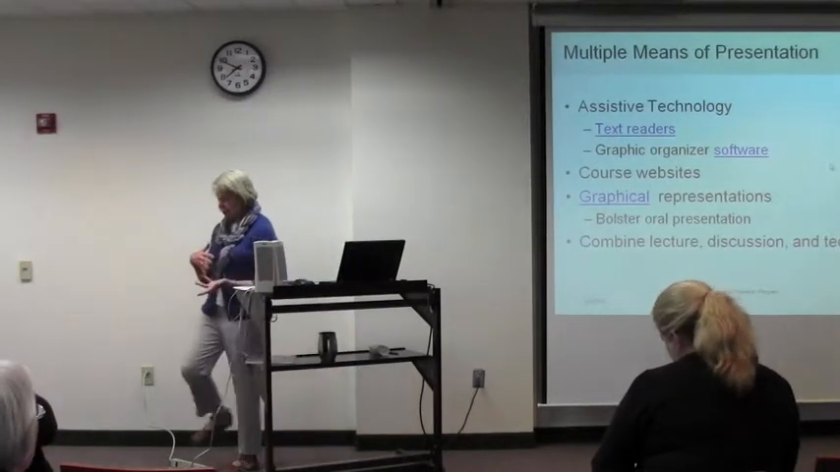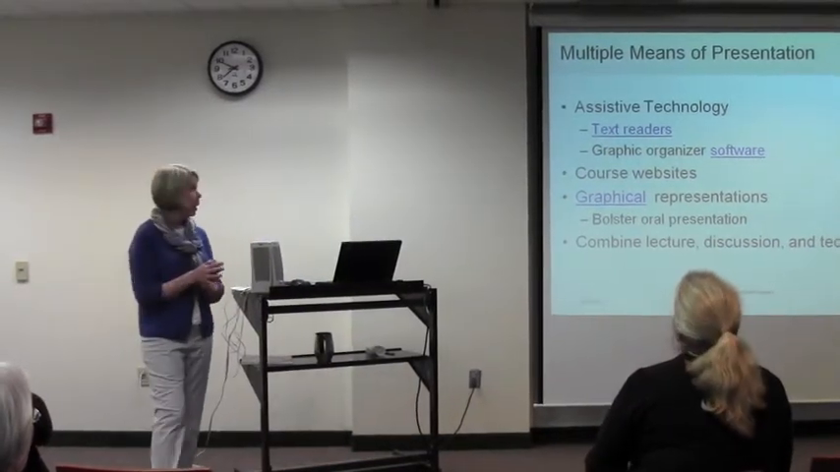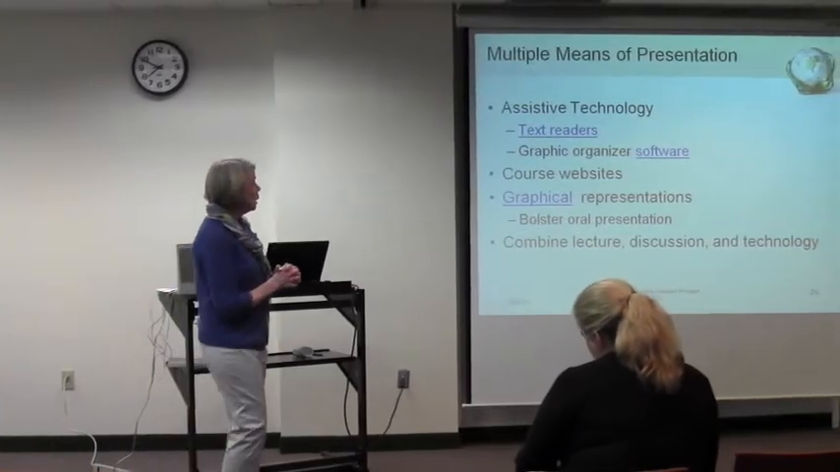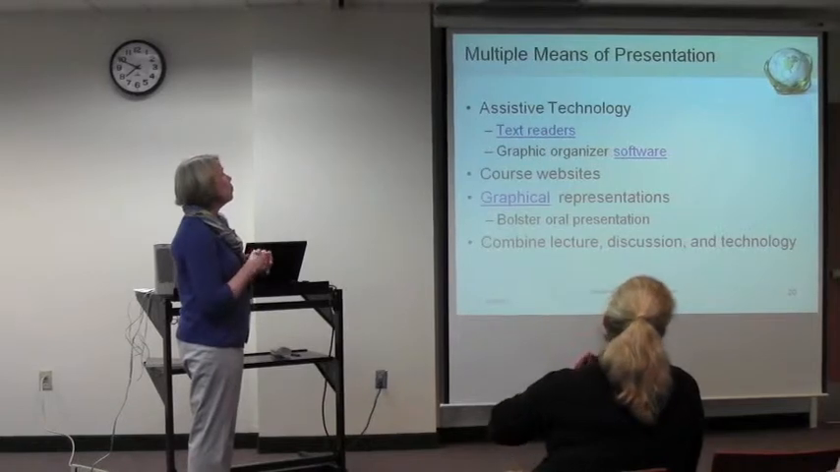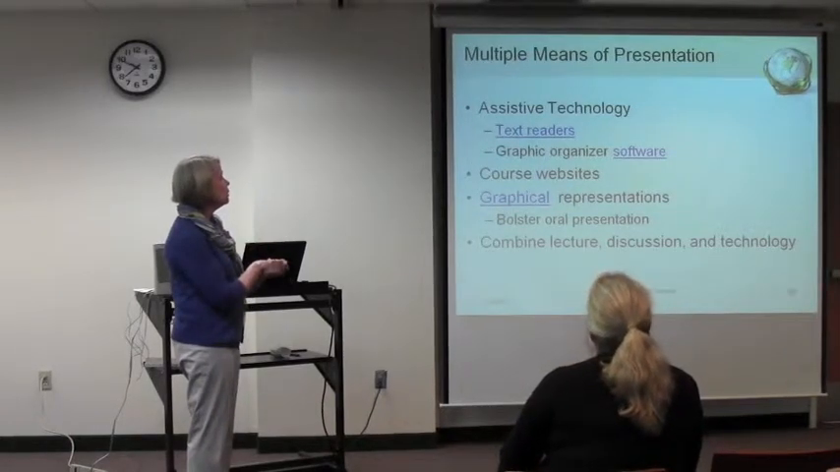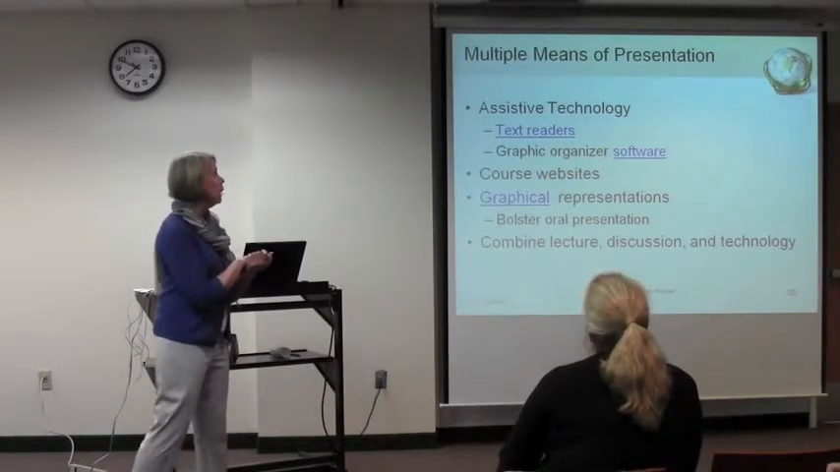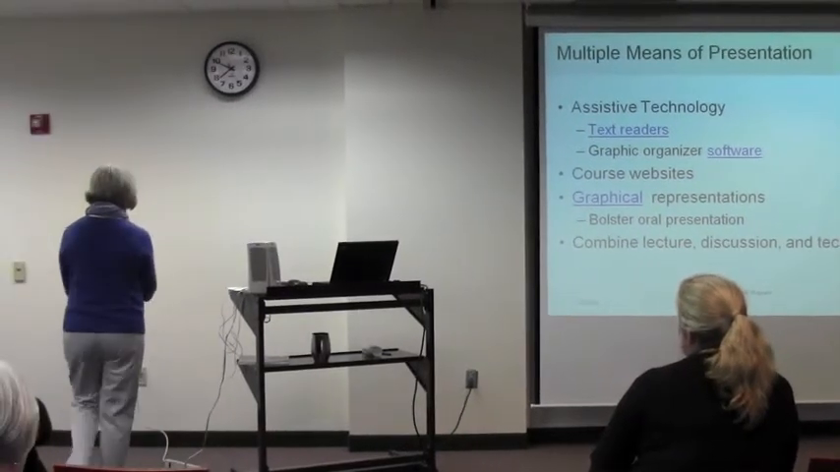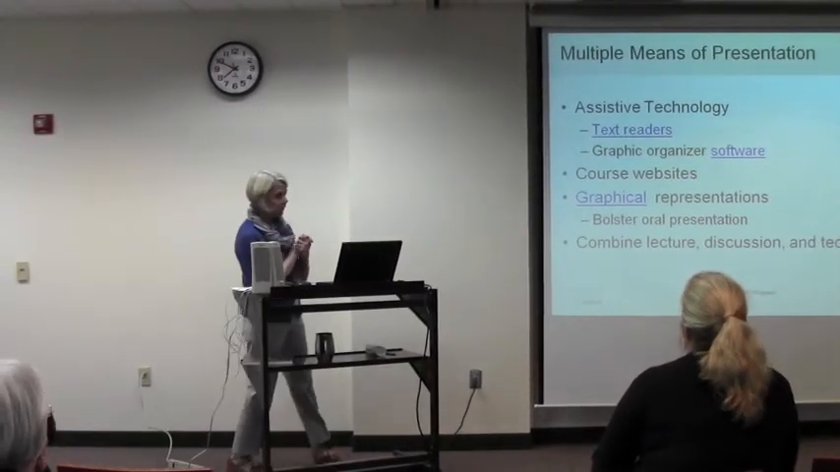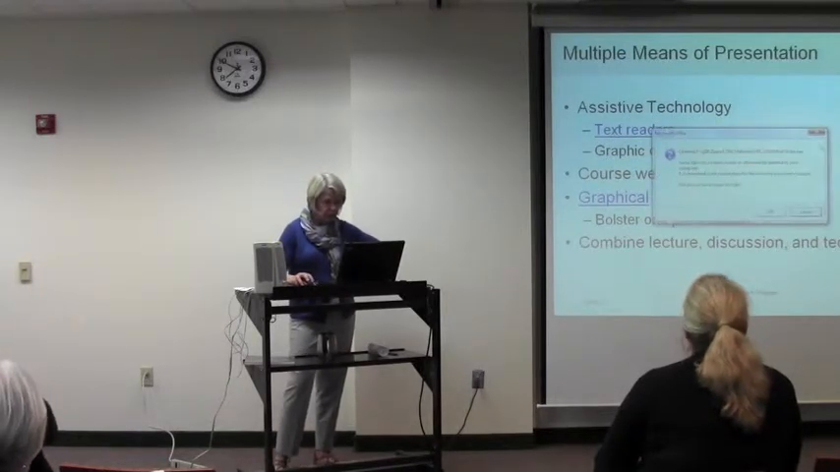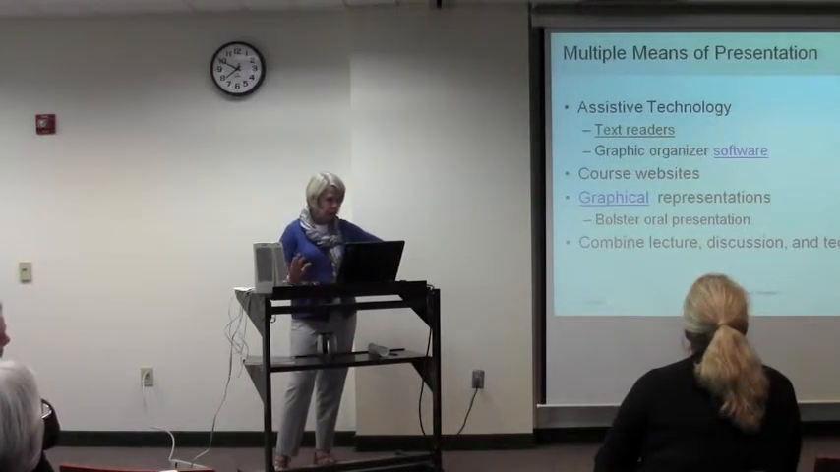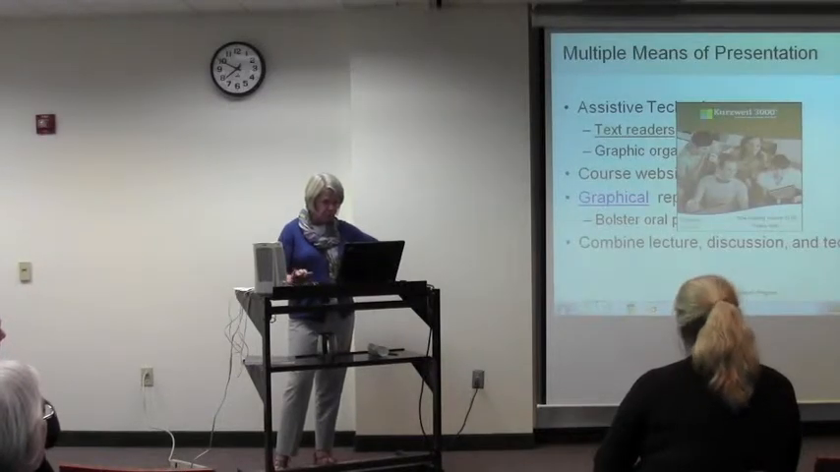So that's multiple means of supporting the strategic networks. How can you provide multiple means of presentation? Well, we have a variety of things. We can use text readers. And here is an example from Kurzweil.